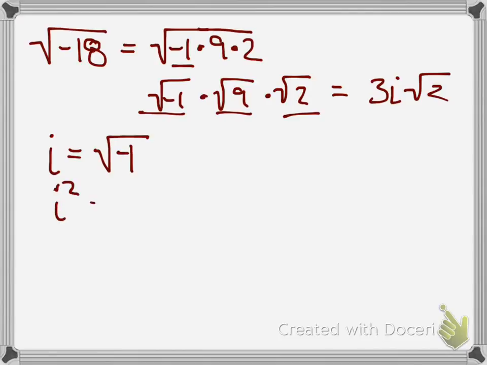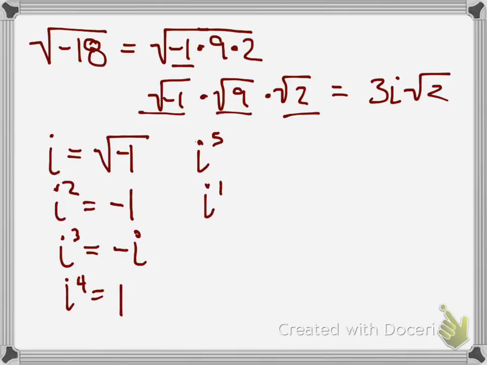Now, keep in mind that i is equal to the square root of negative 1. So when you do i squared, you end up getting negative 1, because the square and the square root cancel each other out. i to the third would be negative i, because i to the third is i squared times i, and i squared is already negative 1, so negative 1 times i would be negative i. And then i to the fourth would be 1, because negative 1 times negative 1, which is i squared times i squared, is 1. Now, that pattern follows through.